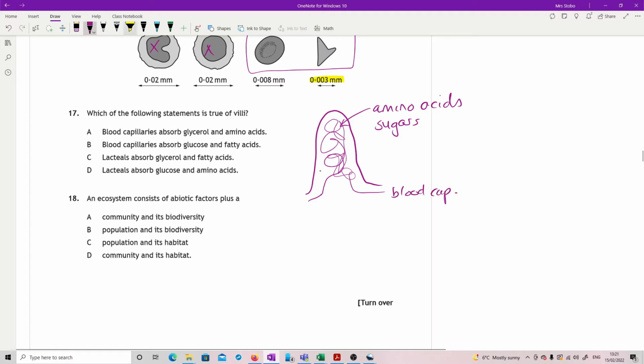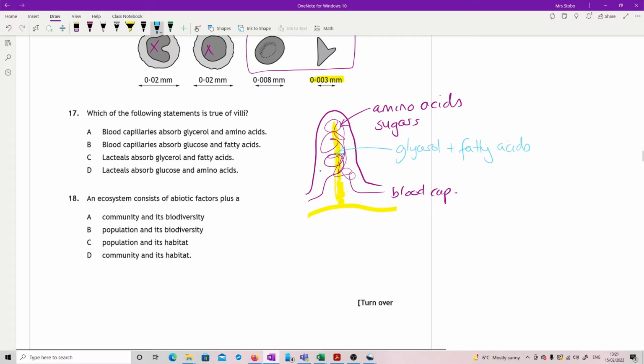And what you also have inside the middle of it is a central line with a different transport system. This is the lymphatic system, and that central point there is the lacteal, and the lacteal is taking in your glycerol and fatty acids from fat digestion.